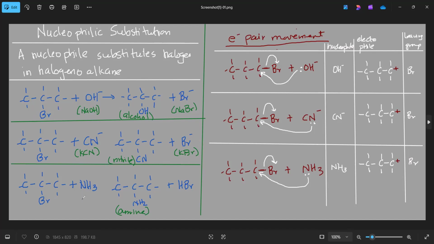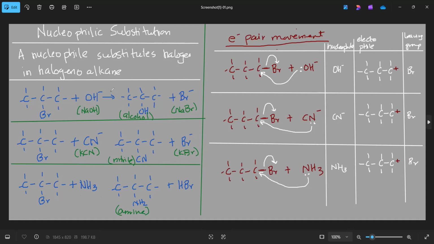NH3, you may split that into NH2 and H. So this H and this Br will form HBr. And NH2 will replace that. So in ammonia, the entire NH3 doesn't get substituted, only NH2. Okay, so this is what happens.